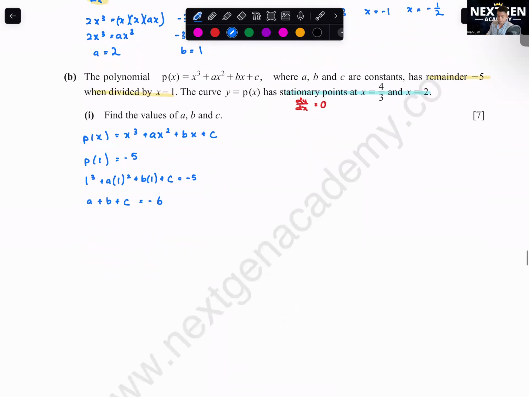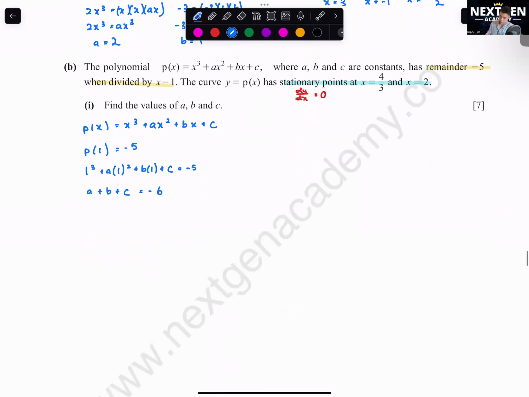Since you have three unknowns, most likely you need three equations to solve. Second one, stationary points. I want to find the derivative of P(x), so we'll do P prime x, which is equivalent to dy over dx. We differentiate it: 3x squared plus 2ax plus b.